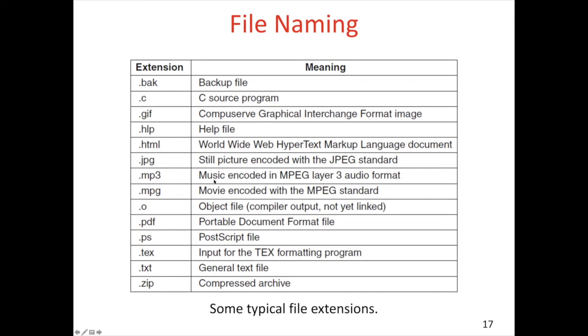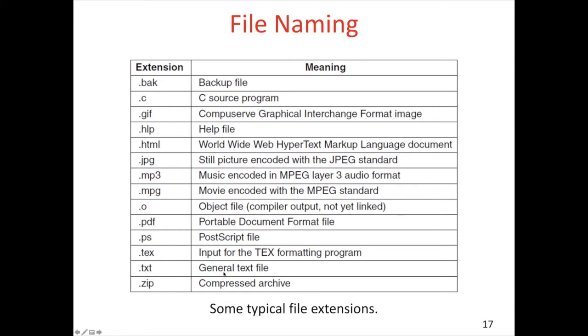.mp3 is music encoded in MPEG Layer 3 audio format. .mpg is a movie encoded with the MPEG standard. .o is an object file, compiler output, not yet linked. .pdf is a Portable Document Format file. .ps is a PostScript file. .tex is input for the text formatting program.